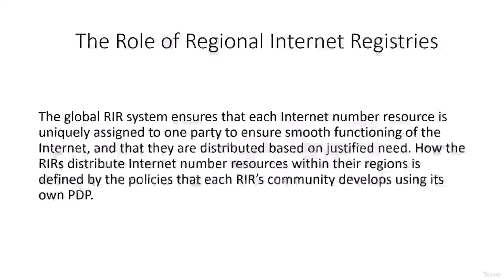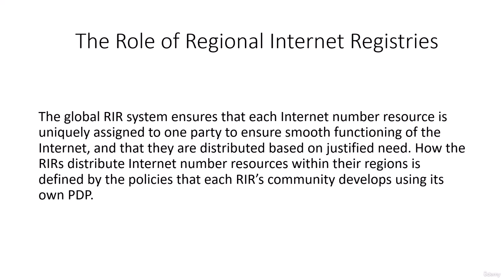Within their respective regions, RIRs provide services to administer, manage, distribute and register Internet number resources, mainly to their members. The global RIR system ensures that each Internet number resource is uniquely assigned to one party to ensure smooth functioning of the Internet, and that resources are distributed based on justified need. How the RIRs distribute Internet number resources within their regions is defined by the policies that each RIR's community develops using its own PDP.